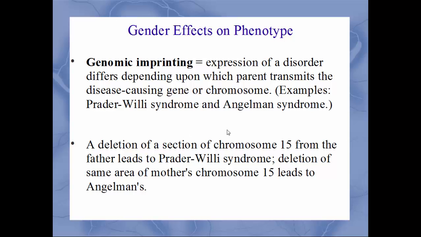So if you have a deletion of a very particular section on chromosome number 15, and if it's passed on to you from your father, you'll get Prader-Willi syndrome. If you have that same deletion on the same chromosome, but that defect comes from your mother, that will lead to Angelman syndrome. And these two are totally unrelated, totally different conditions. So exact same defect, exact same chromosome. The only variable here, the only difference is, do you get it from mom or do you get it from dad? If you get it from dad, you get Prader-Willi. If you get it from mom, you get Angelman's. That's what genomic imprinting is.